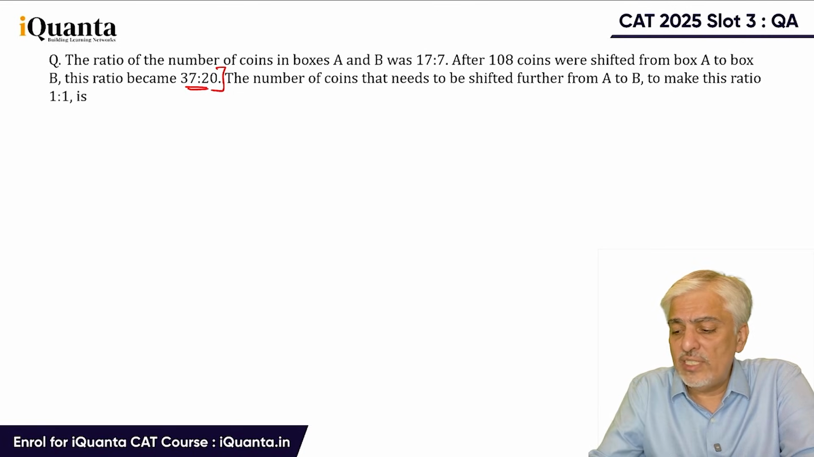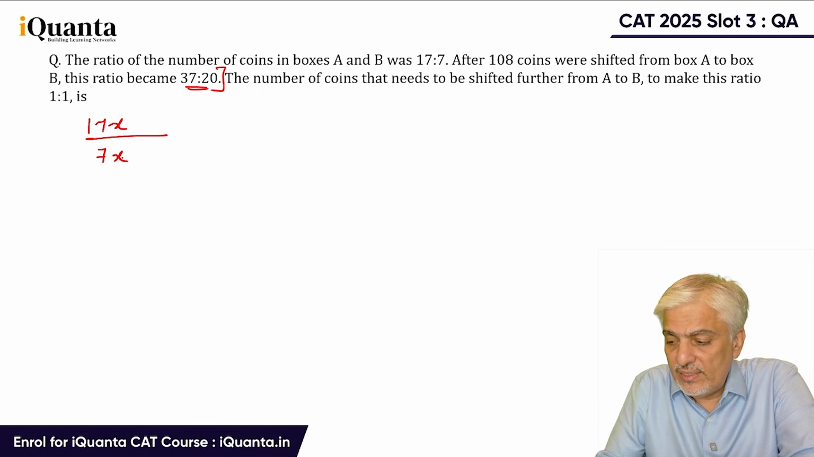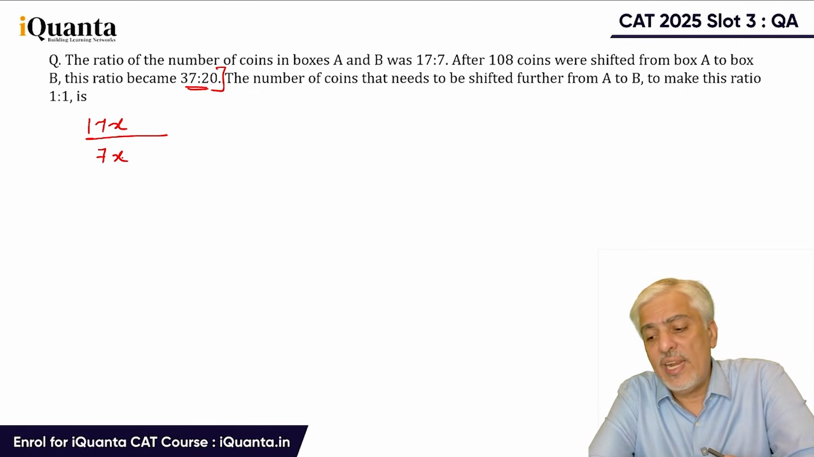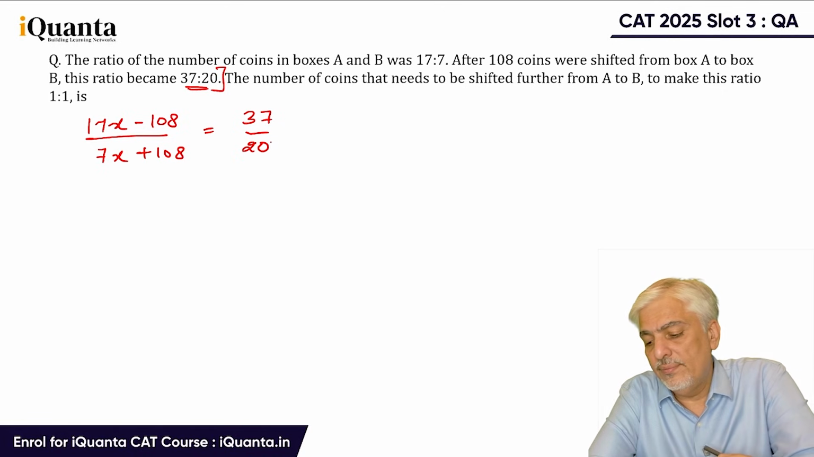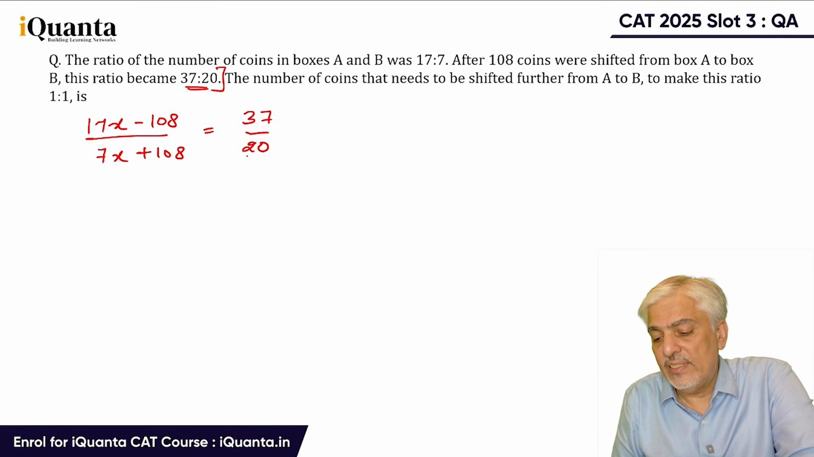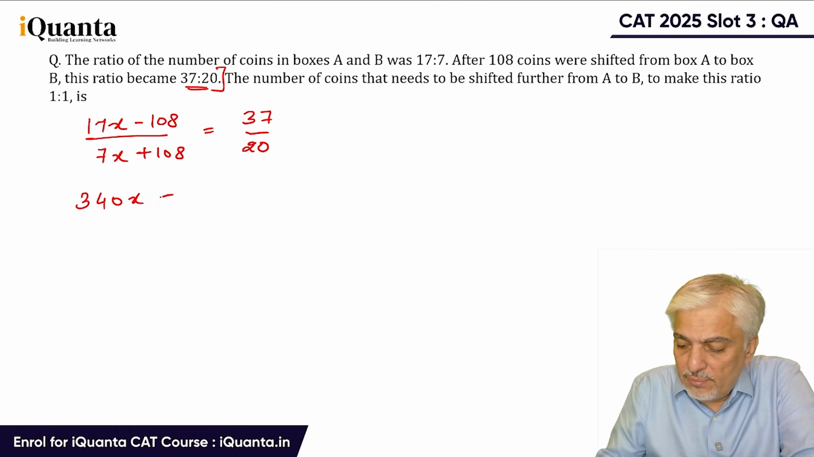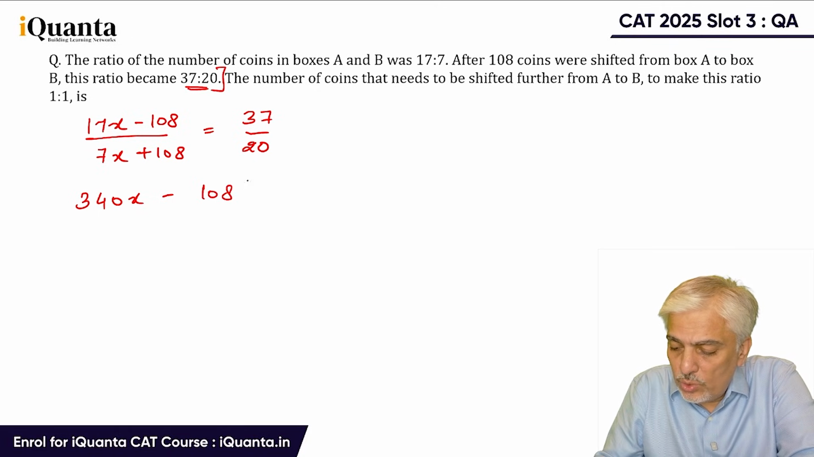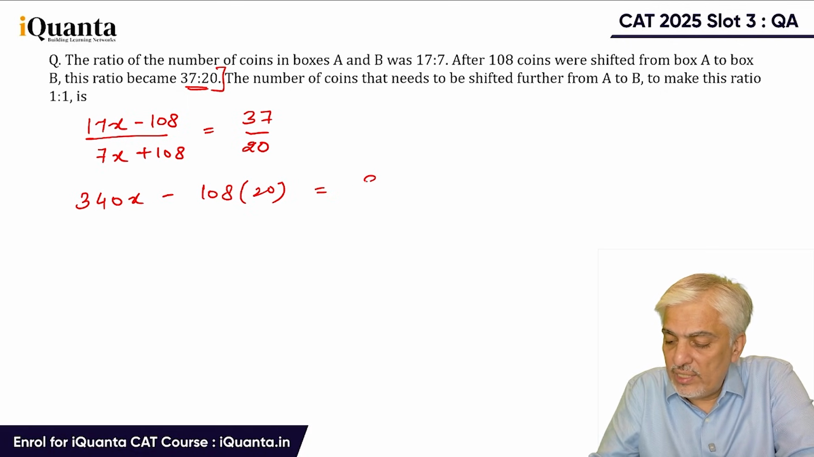The ratio of the number of coins in box A to B is 17:7. So let the number of coins be 17x and 7x. 108 coins were shifted from A to B. So minus 108 over here, plus 108 over here. The ratio becomes 37:20. Right? Let's just cross multiply. 17 20s are 340x minus 108 into 20 is equal to 37 7s are 7 7s are 49, 4 carry 20, 259.